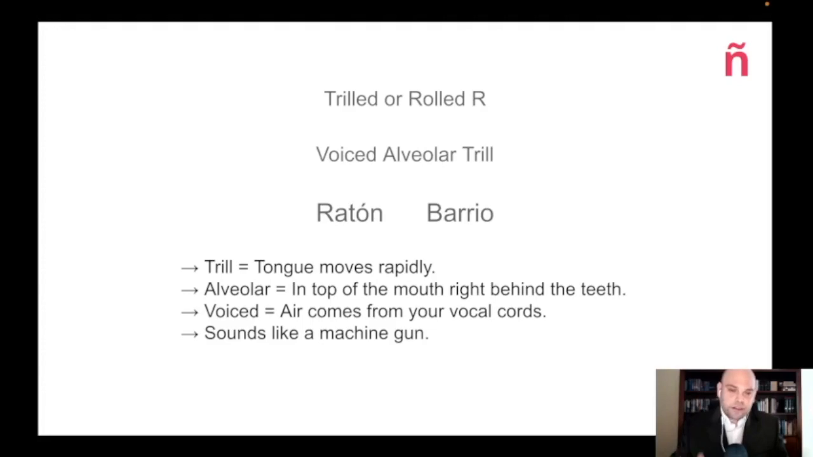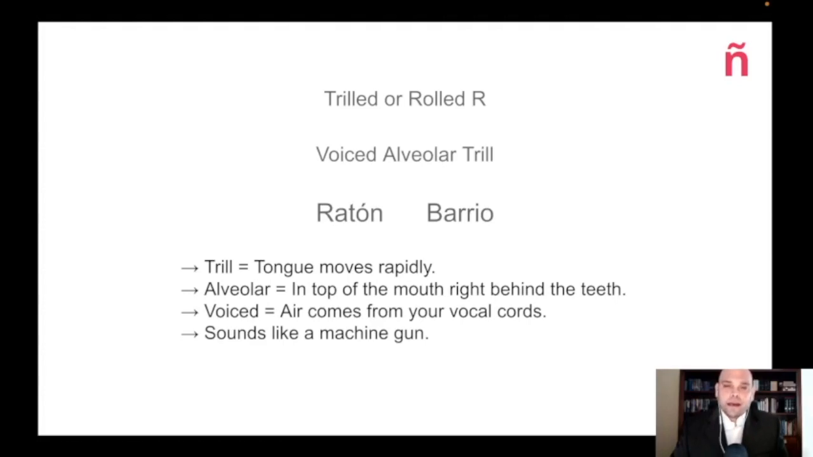Okay, so let's practice with those two words. The first one, ratón. You can notice in the top of the mouth, right behind the teeth, how the tongue moves rapidly, and the air comes from here, from your neck, from your vocal cords. So, for example, you repeat after me. Ratón. Now the second word is barrio. Barrio. Perfect.